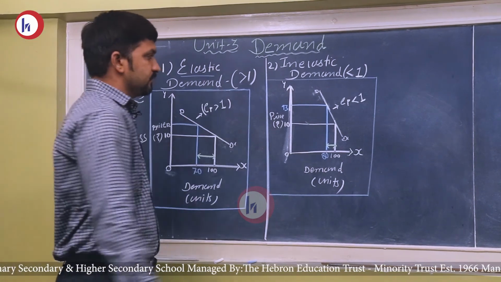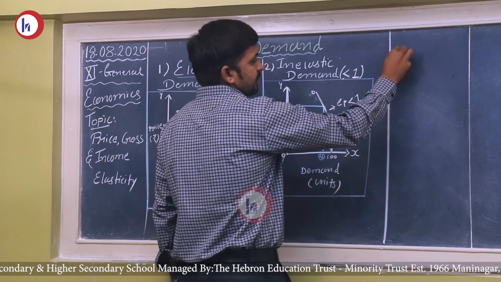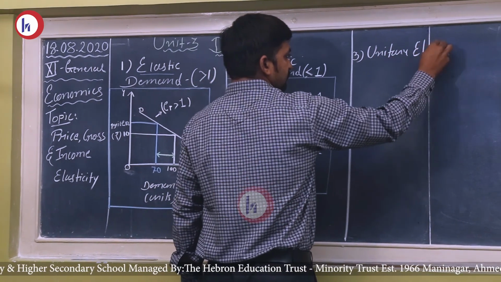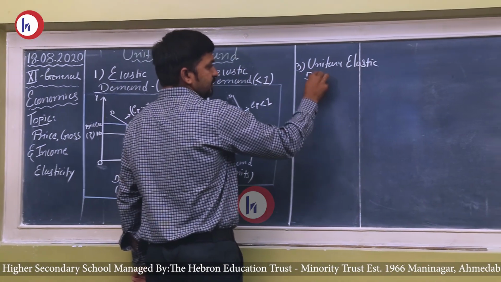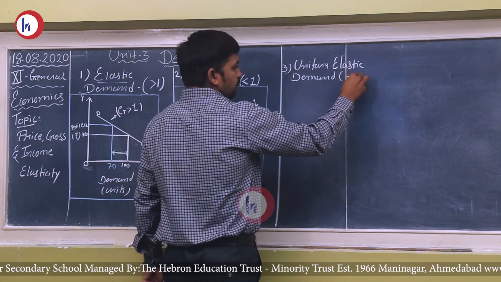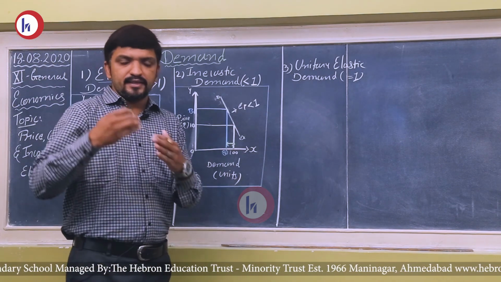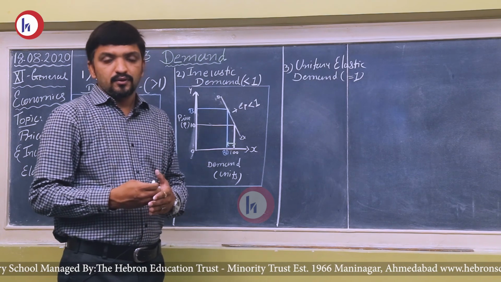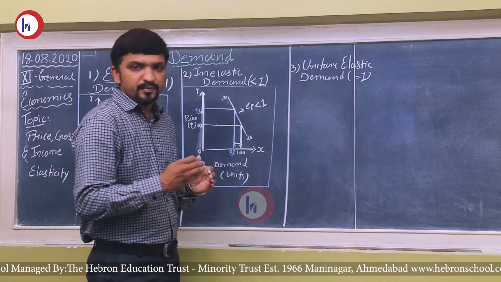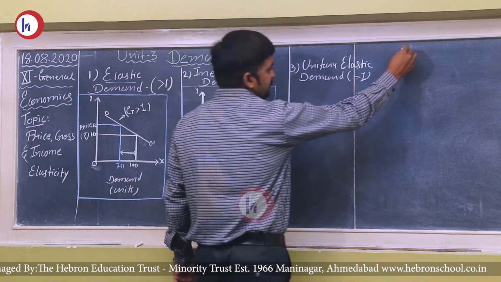Now, number 3 is unitary elastic demand, and the answer is equal to 1. Even in your textbook or in reference book, it is written that demand elasticity equals to 1 or elastic demand equals to unit, that is unitary elastic demand. So there won't be any change in the answer.